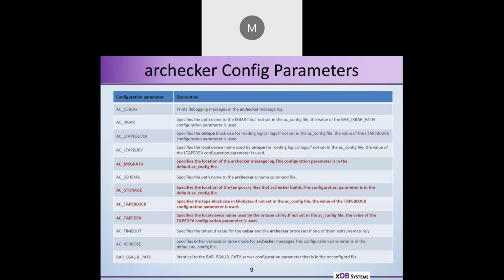Or if your standard backup process, as I see quite often, once it's created your backup file from ontape, it may zip it up, or we may move it to a different file system, or even a different server or something like that. We may want to just point archecker to that, and we do that by adding AC_TAPEDEV into the config file.